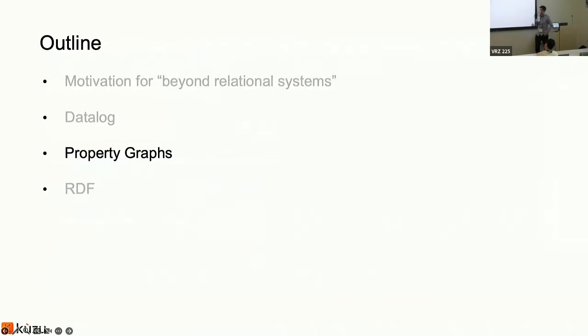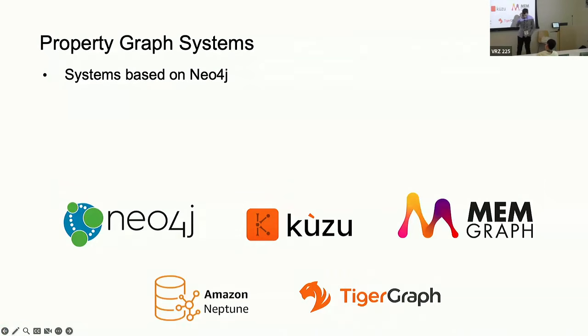So let me move on, in the interest of time, to the second class of systems, property graph systems. This is the second beyond-relational system that I will cover. These are systems that are based on Neo4j. Sometimes in databases, some areas start with a lot of academic and research work, and Datalog is an example of that.